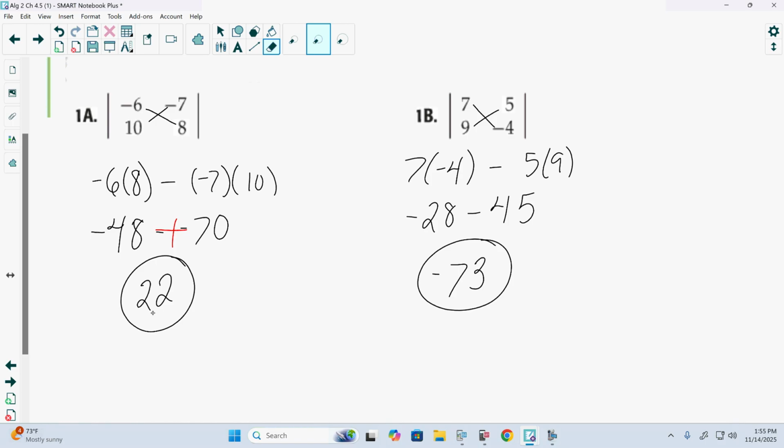Questions on this here? Yeah, because doing it in the calculator is not bad. It's DET, and then it does it. Or did you just do negative 6 times 8 minus negative 7 times 10? Yeah.